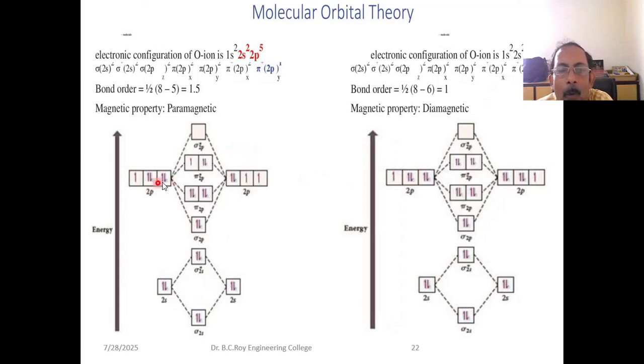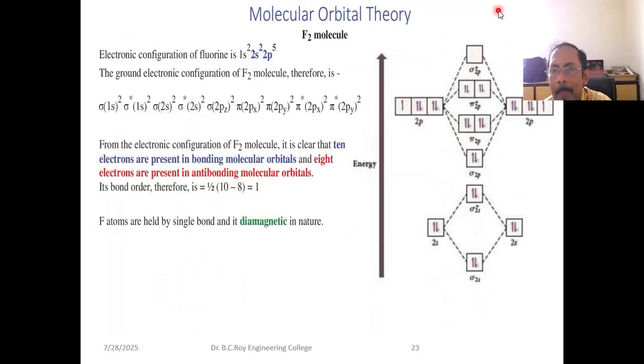Next, one extra electron is given, so it is O2 minus. If I take O2 minus, the bond order will be 6 minus 3 by 2, that means 3 by 2, whereas here the bond order will be 6 minus 4 by 2, that means bond order will be 1. So this is O2 minus with bond order 1.5, and here it is O2 2 minus, bond order 1. This one is paramagnetic because one unpaired electron is present. This is diamagnetic because no unpaired electron is present, all are paired electrons.